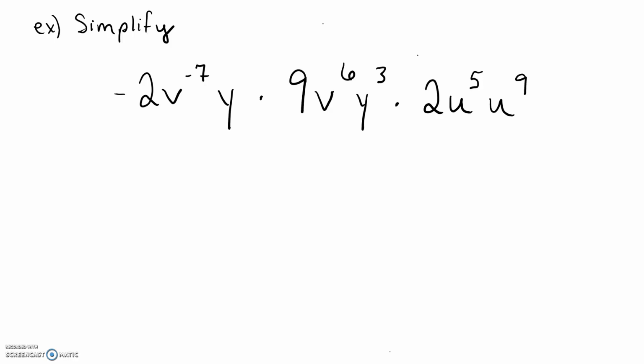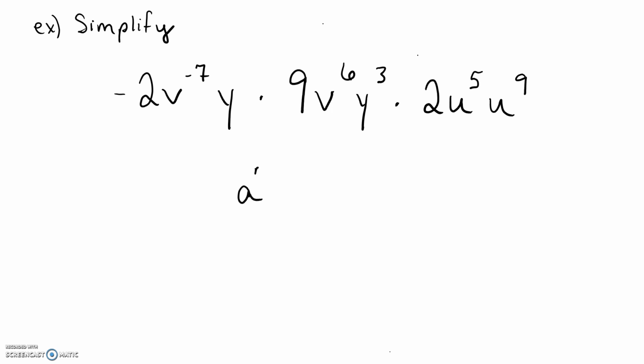Okay, here we're going to simplify. Notice that everything you see here is a product: -2 times v to the -7th times y times 9 times v to the 6th times y cubed times 2 times u to the 5th times u to the 9th. So everything is a product.